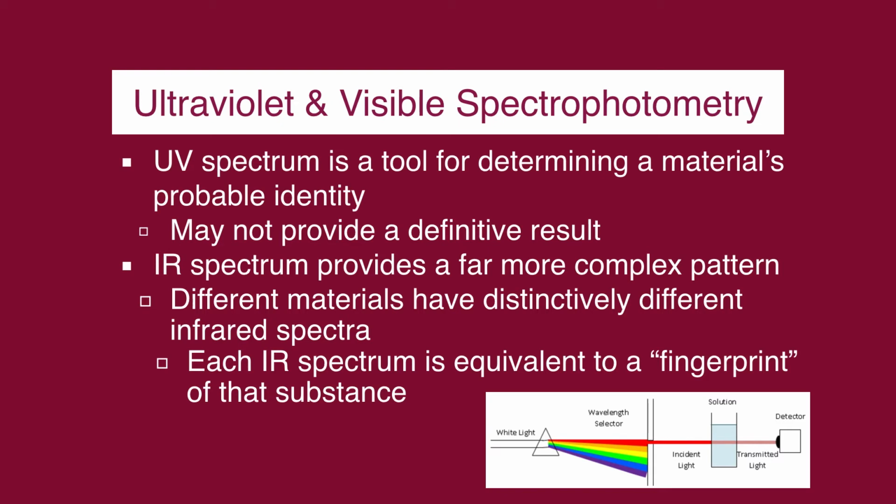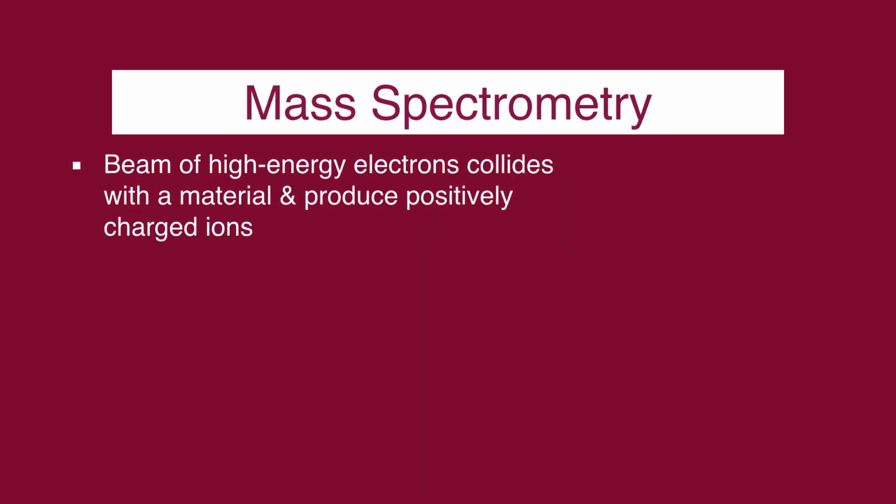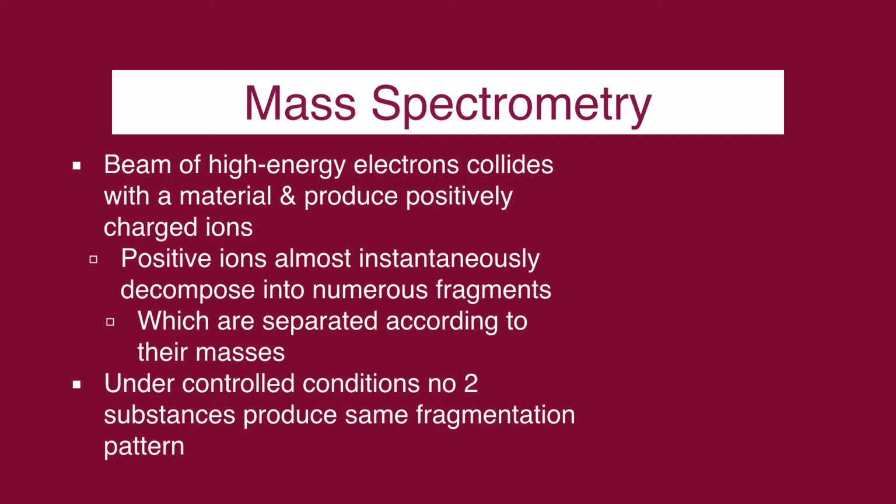So each IR spectrum is equivalent to what they would consider to be a fingerprint of that substance. IR spectrophotometry is actually one of very few tests that can be considered in itself sufficient for identification. As we discussed in the last section, it's multiple tests that need to be performed to conclude the identification. This is so specific using the IR spectrum, the infrared spectrum, that it can be sufficient to identify what it is. They also use what's known as mass spectrometry.